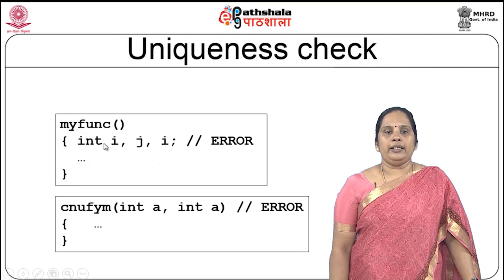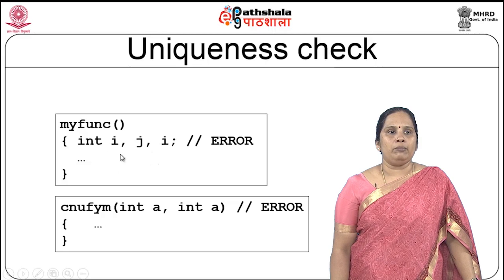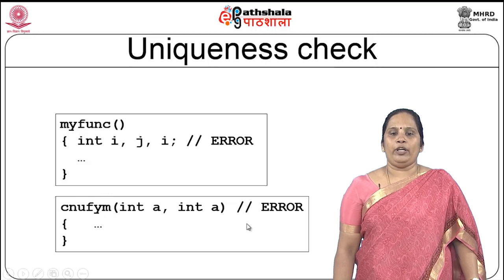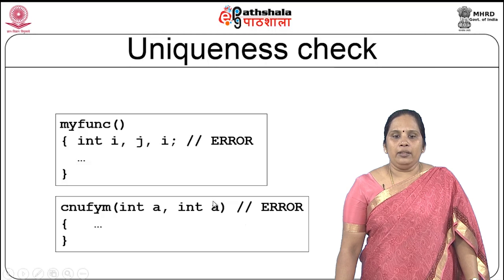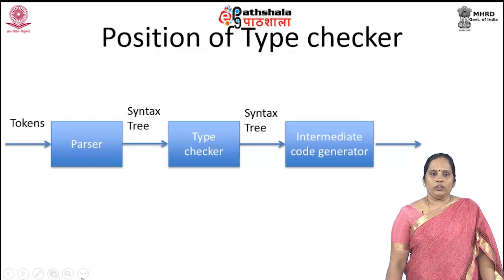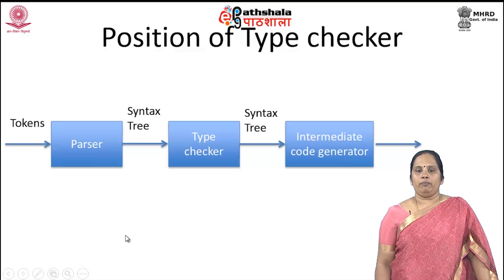Then the uniqueness check. I have here i comma j comma i, where i is repeated twice, therefore this is going to throw an error. And here again, this is a function name, int a comma int a, so the same argument is given twice. Again it is going to throw an error because this is expected to be some other integer. So that is what we are looking at as type checking.